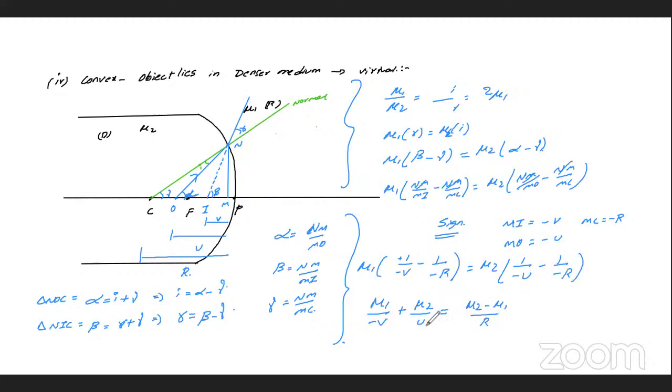So when I multiply by minus, the relation will be like this: mu1 by v minus mu2 by u is equal to mu1 minus mu2 by r. Remember, the relation we discussed earlier and this relation are the same, because when we look at tenser to rarer, whether real or virtual, it is the same relation. So these are the four cases under convex. Note it down.